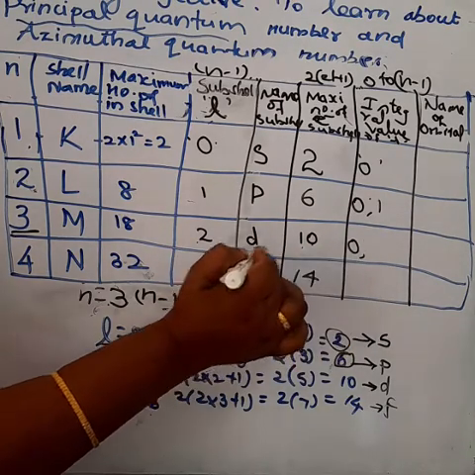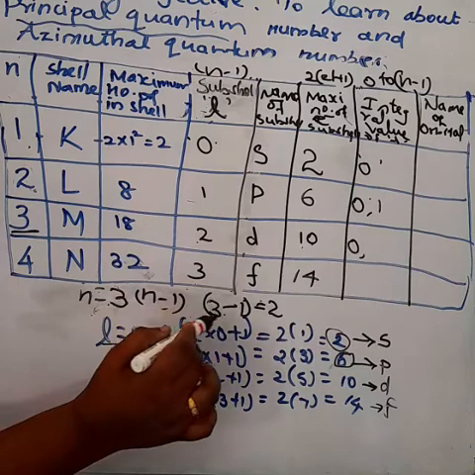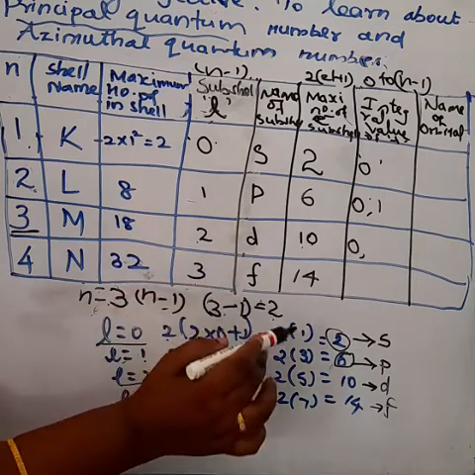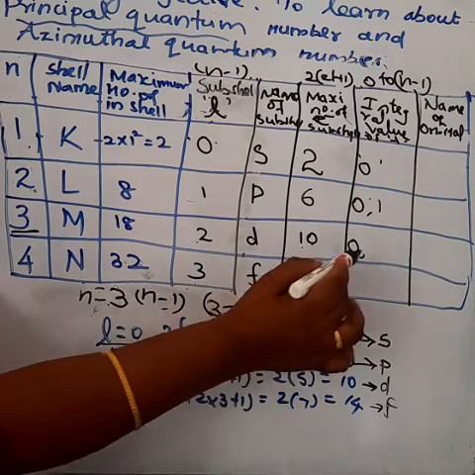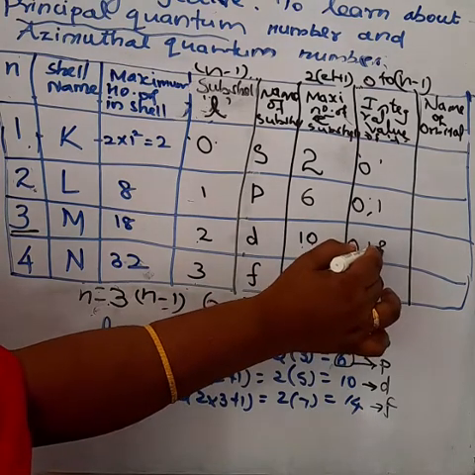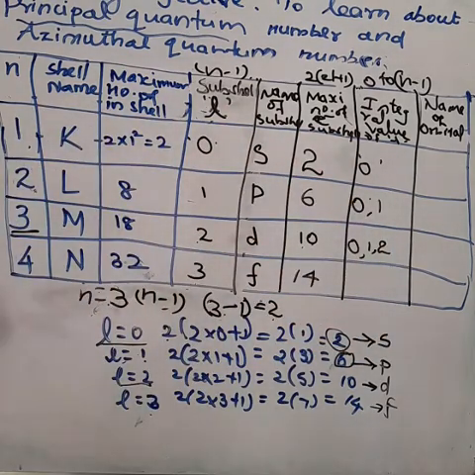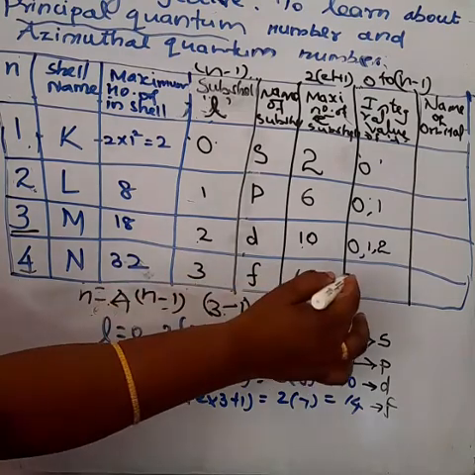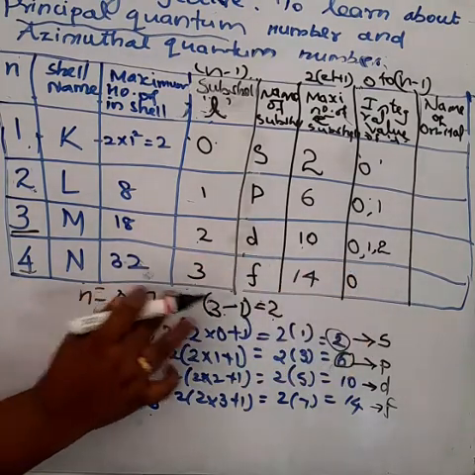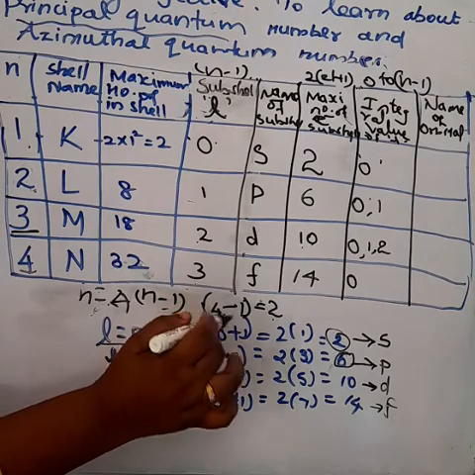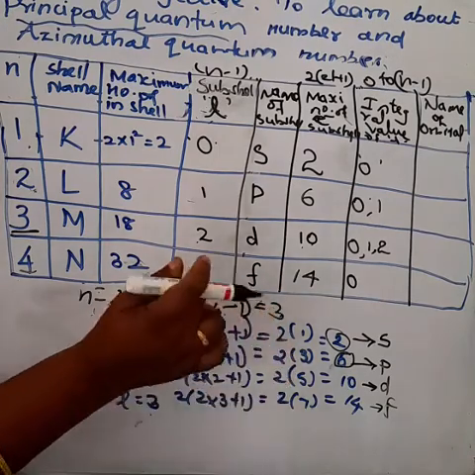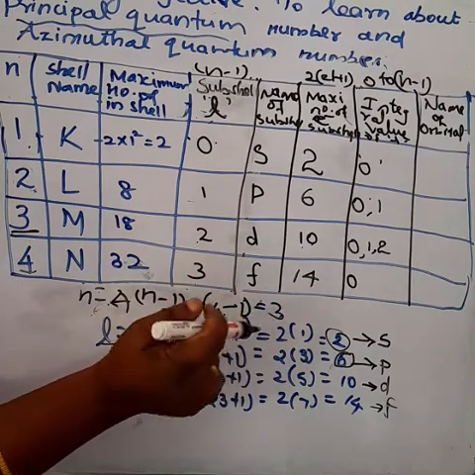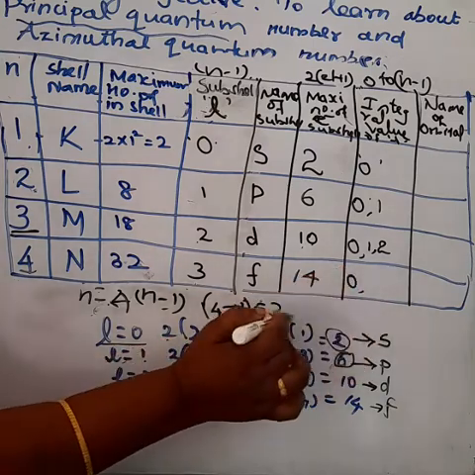So 3 minus 1 is equal to 2. So totally 3 integral values we get: 0, 1 and 2. Understood? And the fourth one, n is equal to 4. The integral value of l starts from 0 to n minus 1. For n we are taking 4 here. So 4 minus 1 we get 3. So the integral values of l start from 0 to 3: 0, 1, 2, 3. Understood?